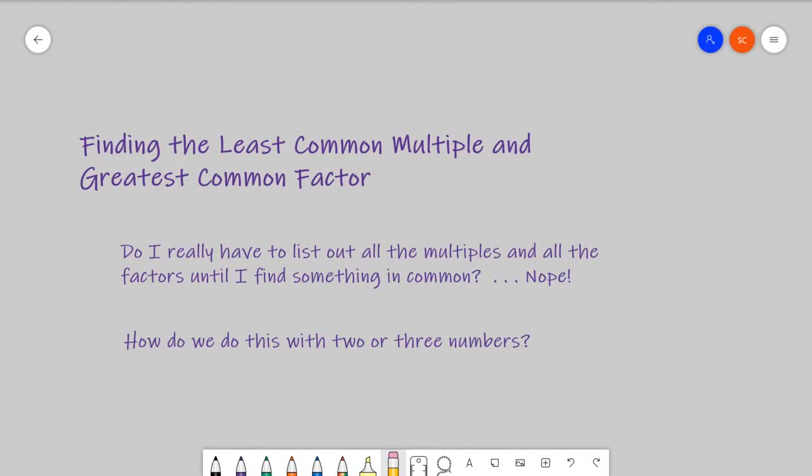Here's a great question. When I'm working on finding least common multiples and greatest common factors, do I really have to list out all those multiples and all those factors? No, absolutely not. Some numbers are just too big and too cumbersome for us to do that with. So let's talk about a different strategy to do that with 2 or 3 numbers.